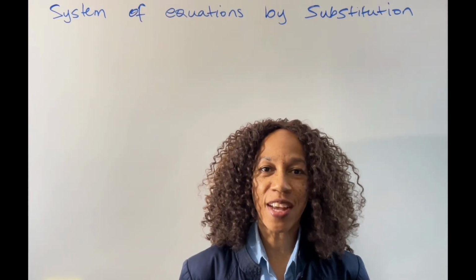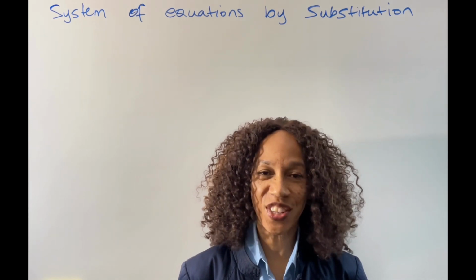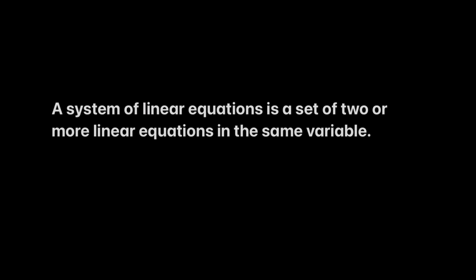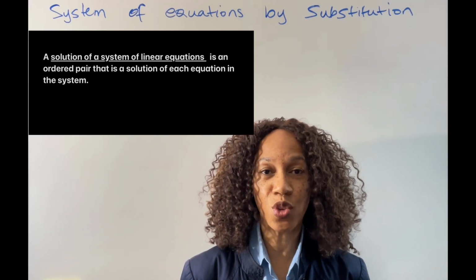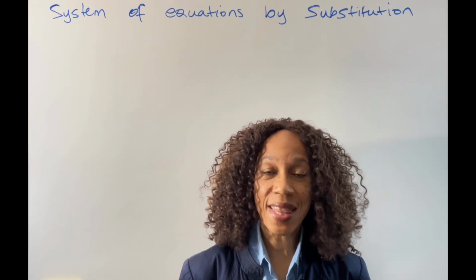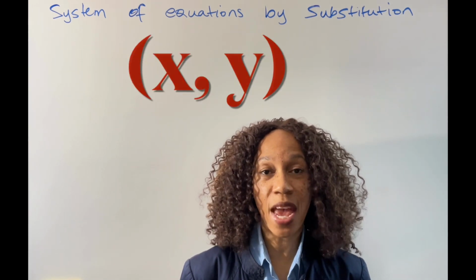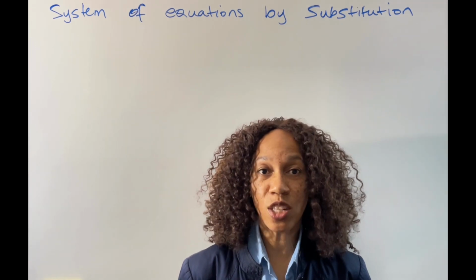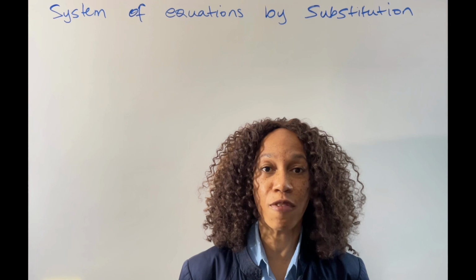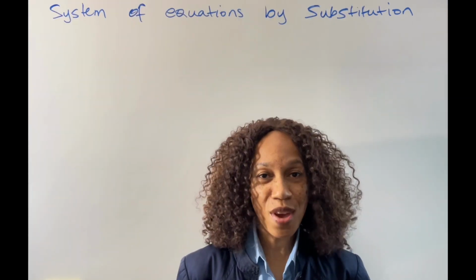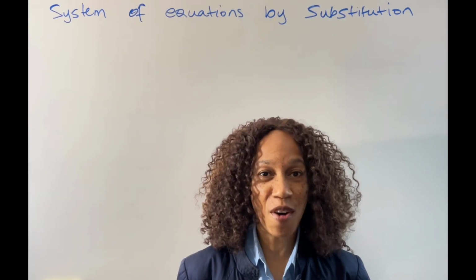Today I am going to discuss with you systems of linear equations. A system of linear equations is a set of two or more linear equations in the same variable. The solution to a set of linear equations is usually in the form of an ordered pair, meaning that you will have an x value and a y value. If you take that solution and plug it into any of the two equations, it will make each of the equations true.